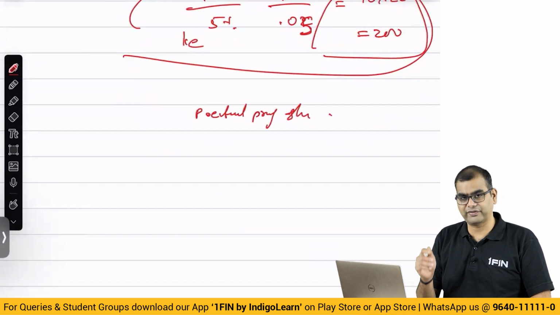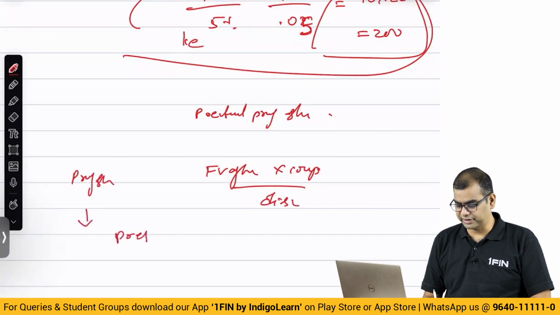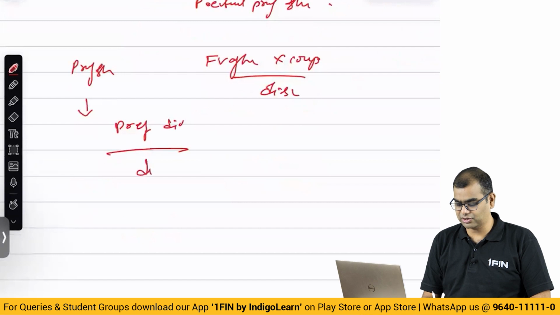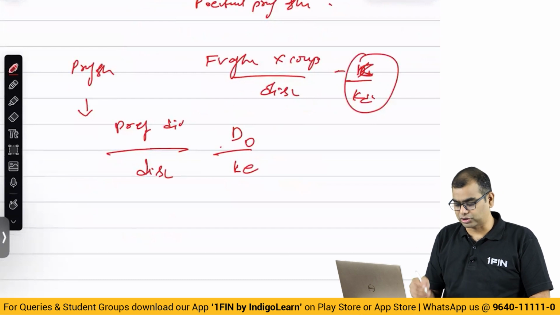Whatever is the face value of the bond into coupon by discount rate. Or if it is a preferred share, you take the preferred dividend. Why? Because it is always fixed, it does not change, divided by the discount factor. What is this? D0 by KE, this is also the same thing, D0 or coupon by KD, right. So when you have no growth, then this formula comes.